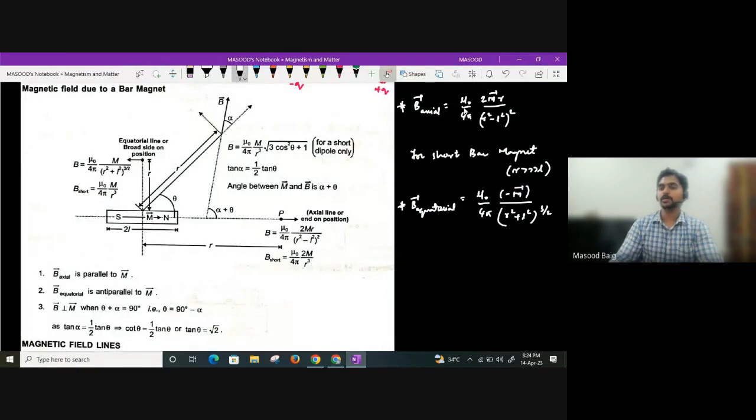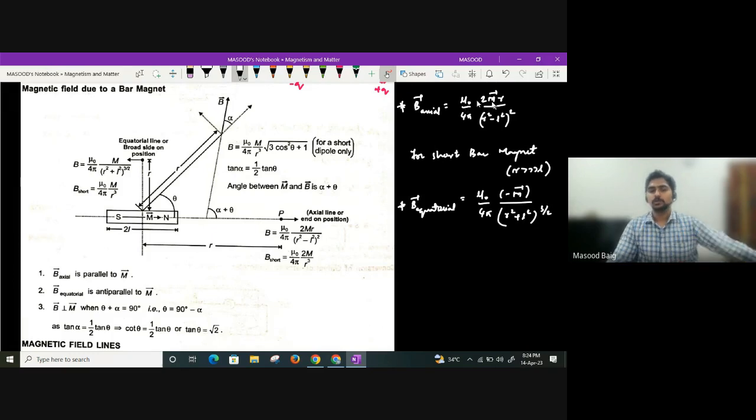There, what do we get, beta? In electrostatics, in place of mu naught, you will get 1 by epsilon naught. In place of m bar, you are going to get p bar. Clear, all of you? Rest all will be same. In place of magnetic field, you will get electric field. So electric field will be 1 by 4 pi epsilon naught 2 p bar into r divided by (r square minus l square) whole square.